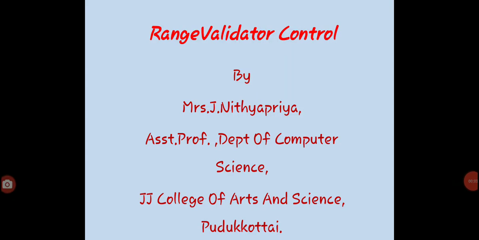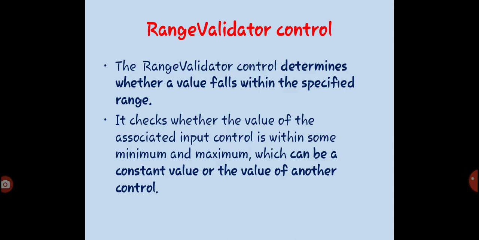We are dealing with validation controls in our Unit 3 of Distributed Technology. Now we are going to see the third control, which is the range validator control. The range validator control determines the range of any value entered by the user on a web form. So the range validator control determines whether a value falls within the specified range.